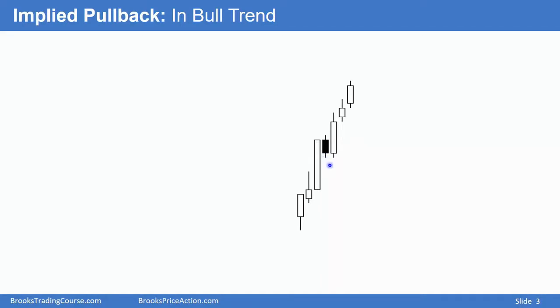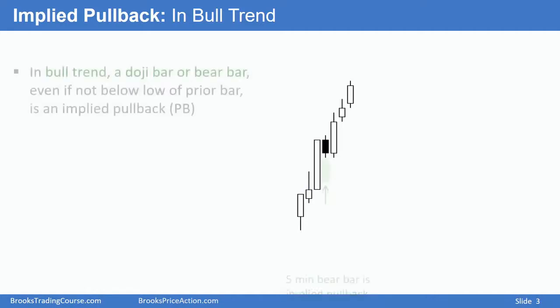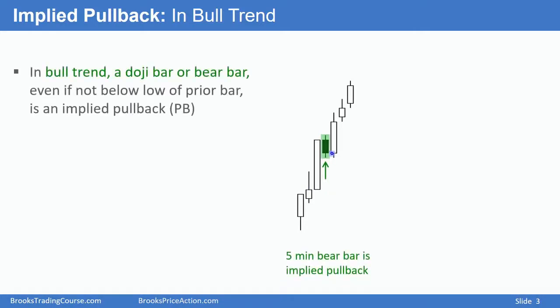Let's say this is a 5-minute chart. This is an inferred or an implied pullback on a lower time frame chart, just as this is as well. So even though it did not trade below the low of any 5-minute bar, on a smaller time frame chart, like a 1-minute, a 2-minute, or a 3-minute chart, it probably did trade below the low of the prior bar. So on the 5-minute chart, this is implying that there's a pullback on a smaller time frame, and the same is true with this.